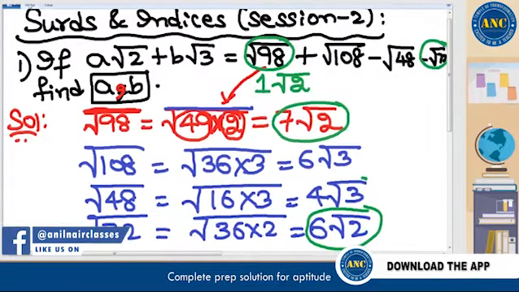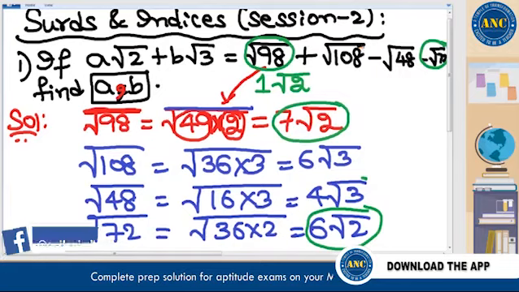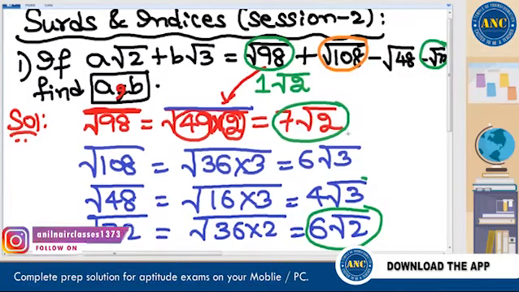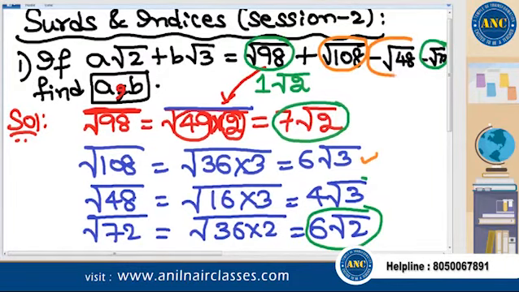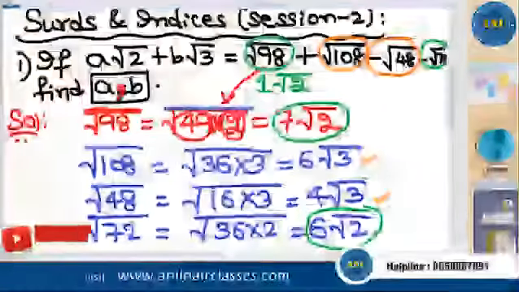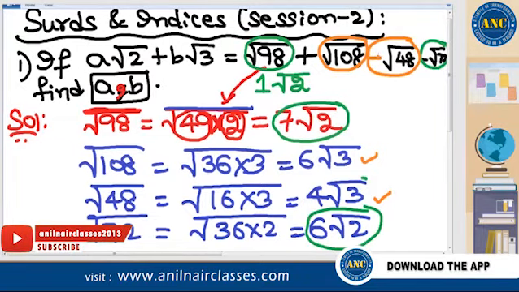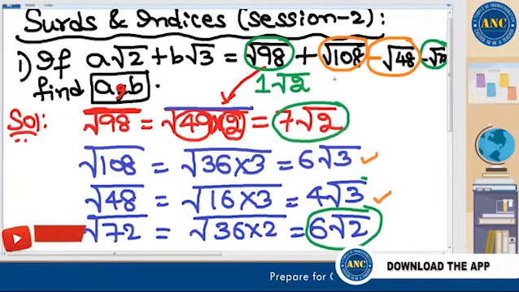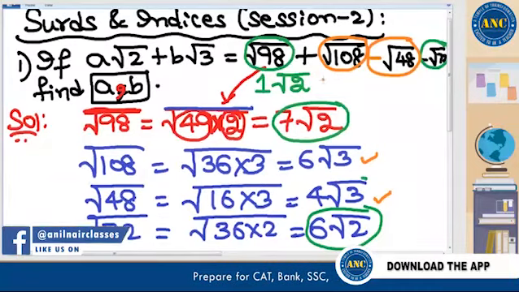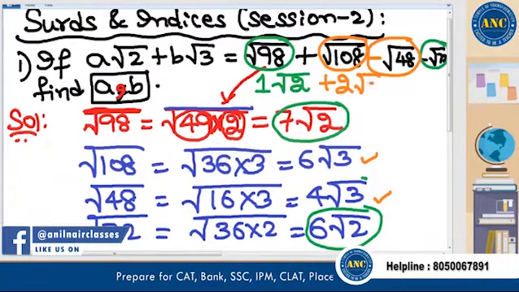Similarly, root of 108, let me use a different color, is 6 root 3. Root of 48 is 4 root 3 with a negative sign. So it is 6 root 3 minus 4 root 3. It is nothing but 2 root 3, so it is plus 2 root 3.